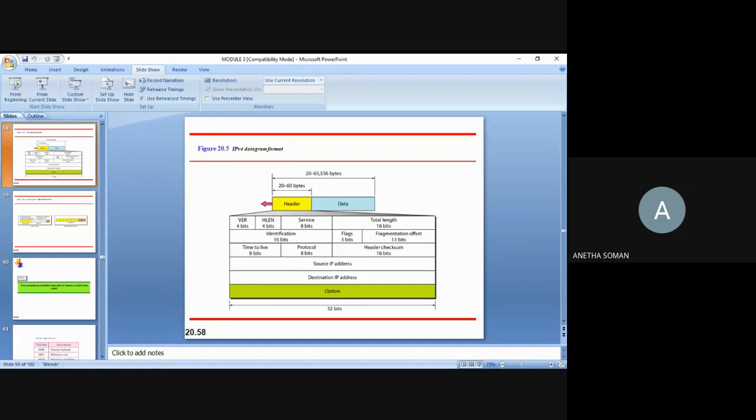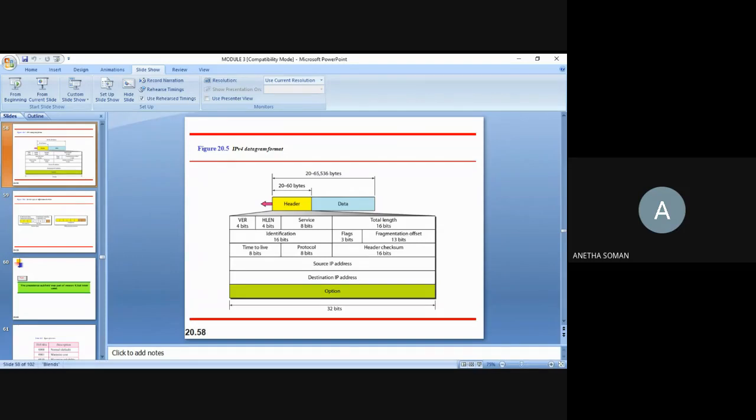Now the next fields in the IP datagram format are the source IP address and the destination IP address. The source address is a 32-bit field, and it defines the address of the source. You should not change the source address at any cost. As long as the datagram has not reached the destination, the source address will remain constant. The destination address is also a 32-bit field. It defines the address of the destination.